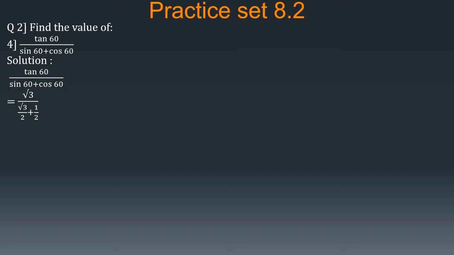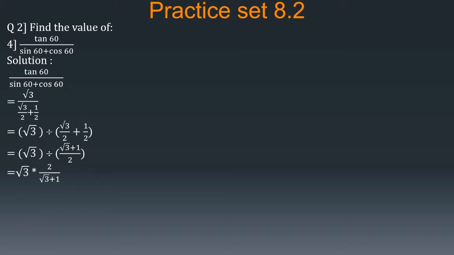Now here in the denominator are 2 and 2 which are equal. So we are going to write it like this. Root 3 divided by, in another bracket, root 3 upon 2 plus 1 upon 2. Denominator is equal as I said. So we are going to add the numerator which is root 3 plus 1.